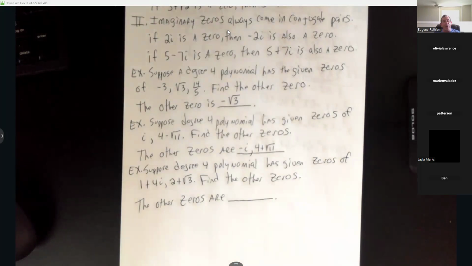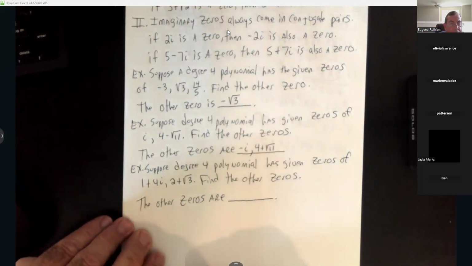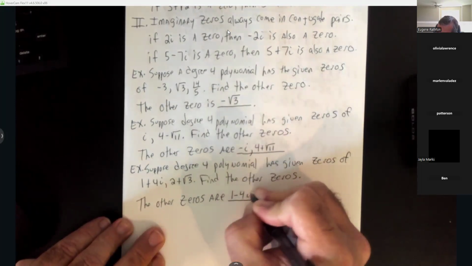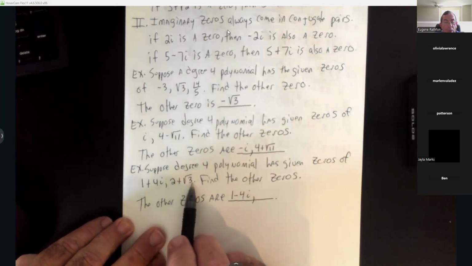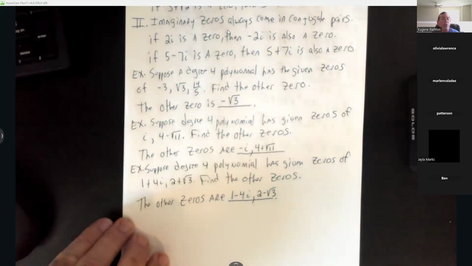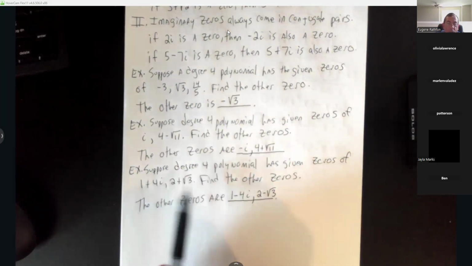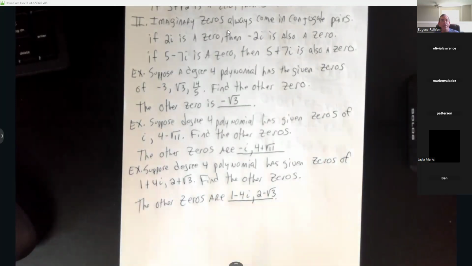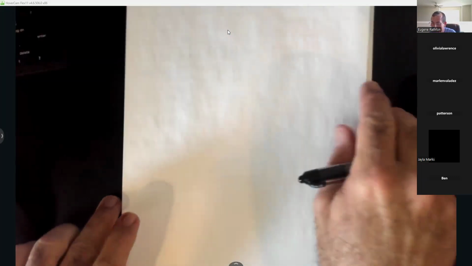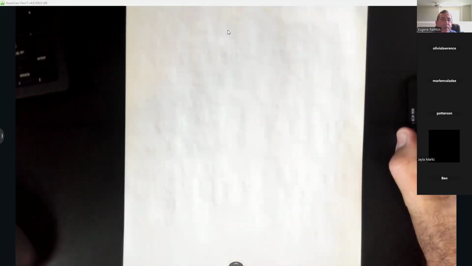All right, so you got one imaginary, you got one radical, so they both have conjugates. So instead of 1 plus 4i, the other zero would be 1 minus 4i. And instead of 2 plus square root of 3, the other zero would be 2 minus square root of 3. So anytime you got one, you got to have the other. They both got to be zeros of that polynomial, okay? All right, so the reason they were teaching us this was so you can do problems like we're about to do here.